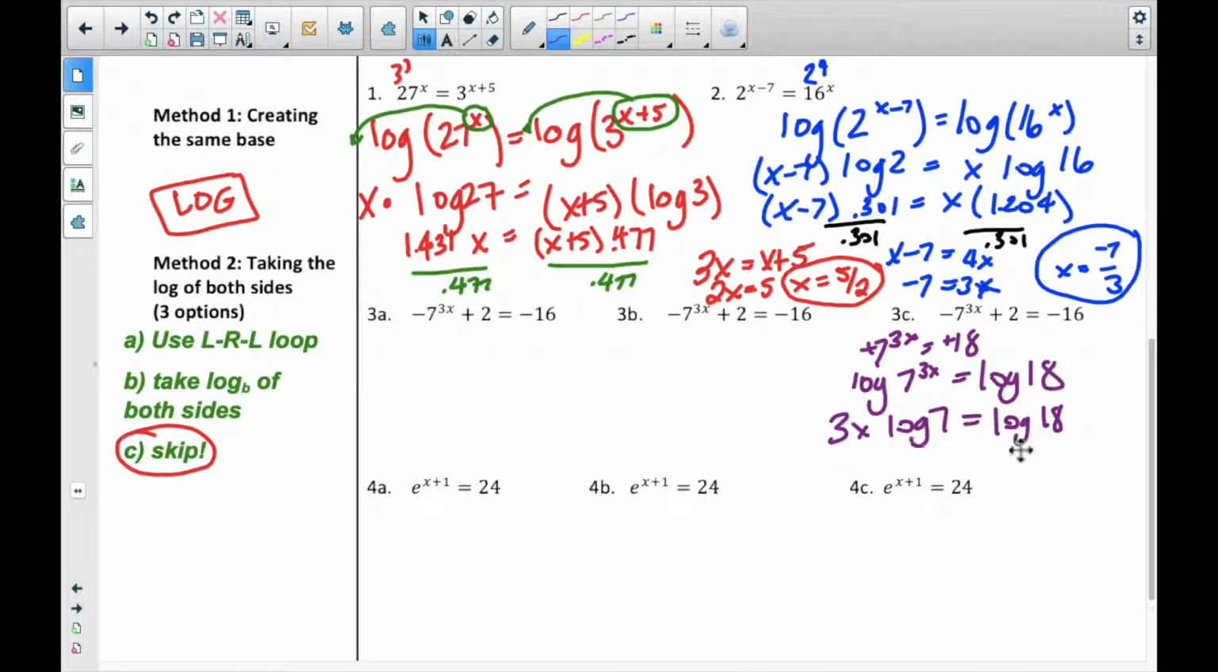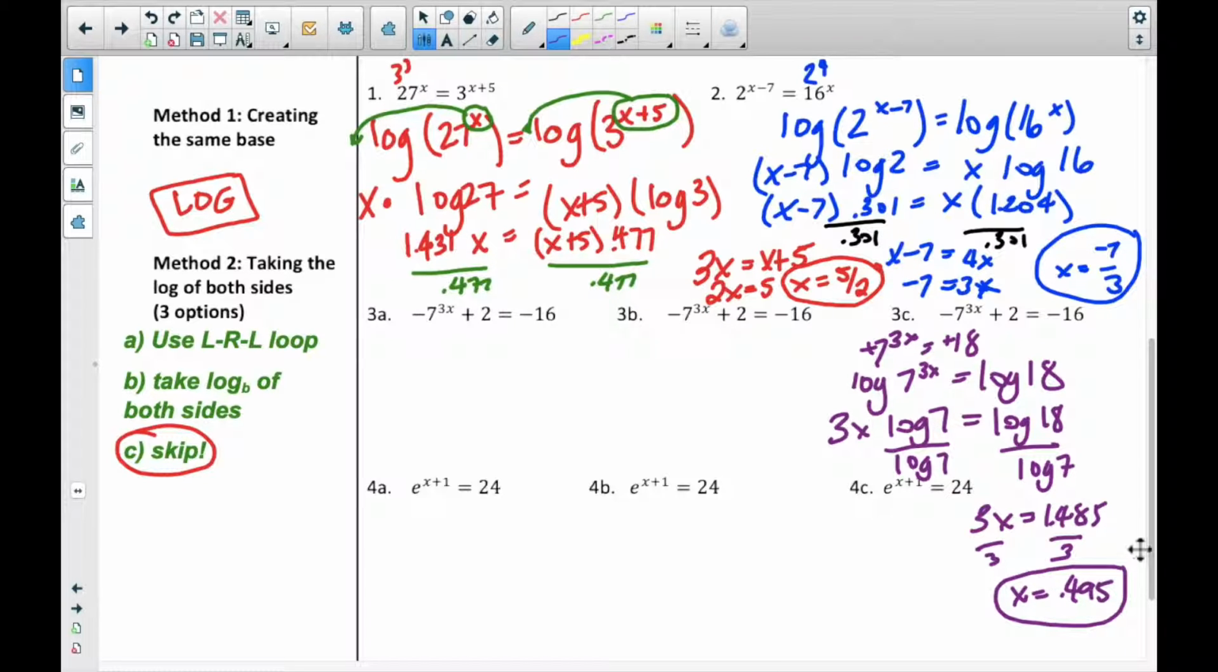Now, I could find the decimal value, or this is kind of what I was alluding to earlier, you can just divide by the log of 7. So however you want to put that in your calculator, you can take the log of 18, divide by the log of 7, and see what that comes up to. So that, when we divide that, should be 1.485, and then we divide by 3, and we get 0.495. And again, if you look at your notes from before, that should be very, very close to what you came up with before, if not the exact same thing.